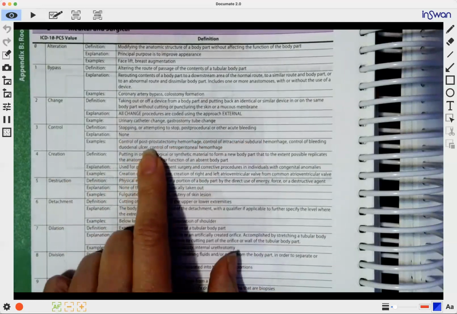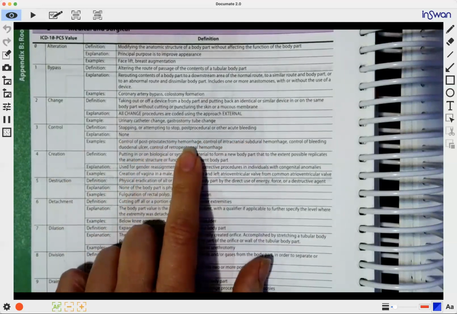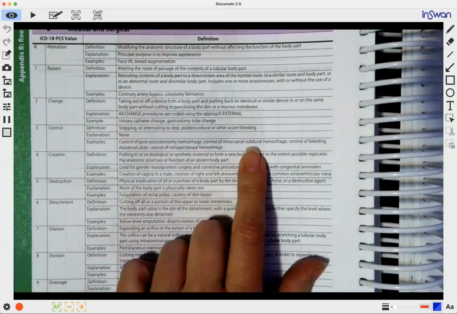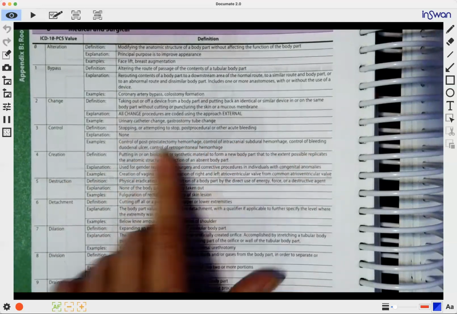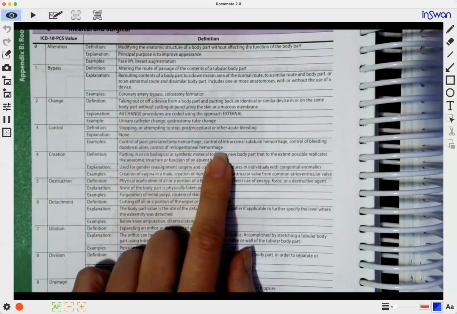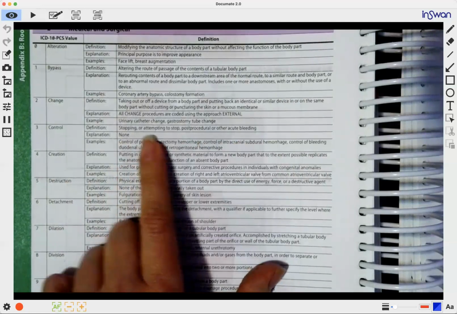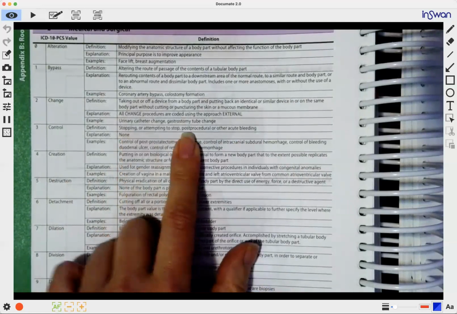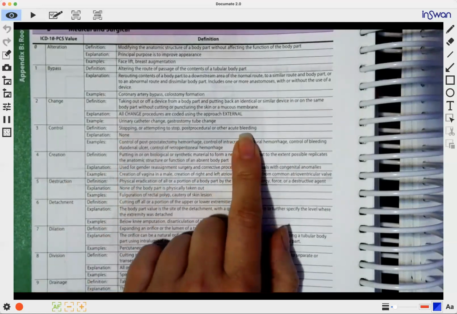Examples: control of post-prostatectomy hemorrhage, control of intracranial subdural hemorrhage, control of bleeding duodenal ulcer, control of retroperitoneal hemorrhage. So the objective is to stop post-procedural or other acute bleeding.